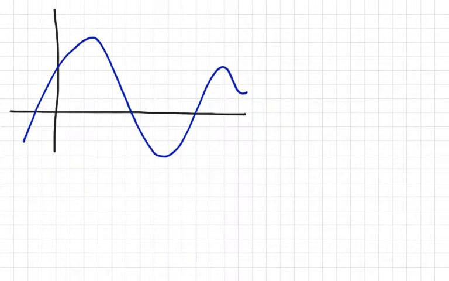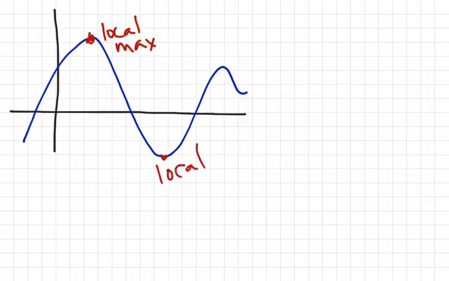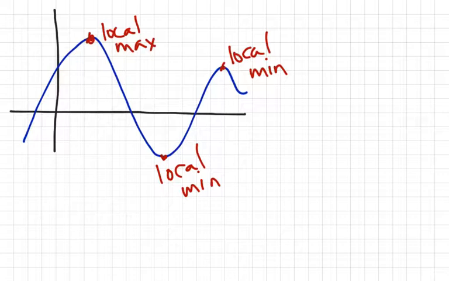Now let's talk about another piece of information that we can get from looking at graphs. We're going to talk about something called local maximums and minimums. Local maximums and minimums are just high points and low points on a graph. They're bumps along the road. And we're going to use our graphing calculator to help us find the exact locations of these maximums.